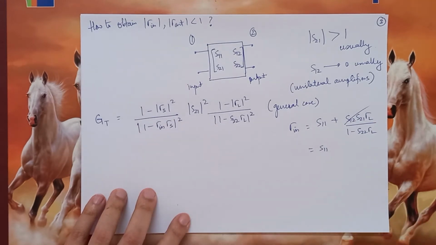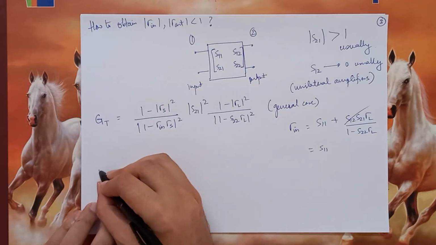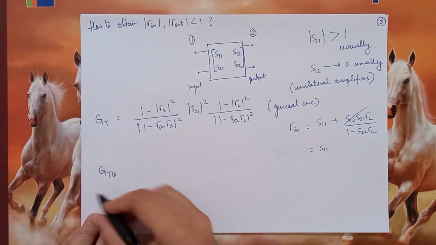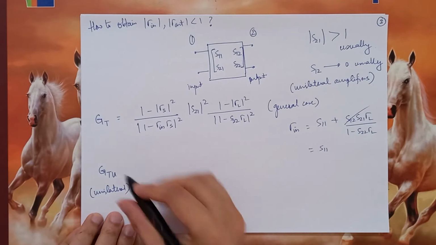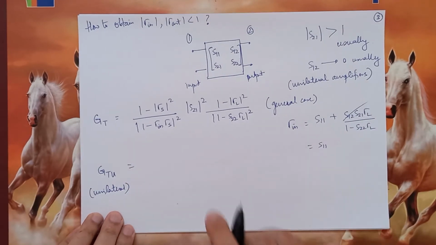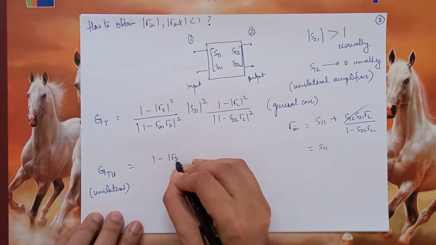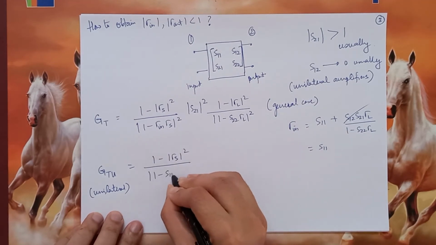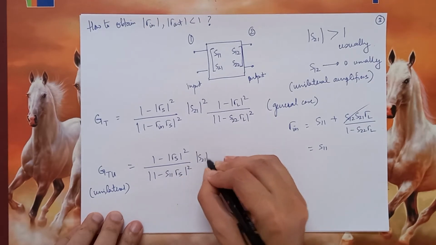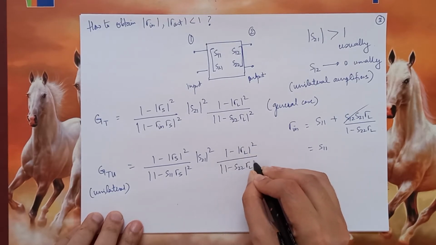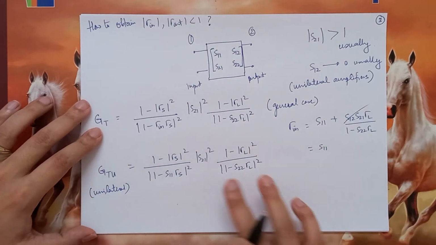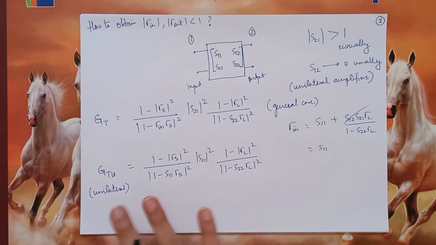So if we now put this over here, we will call this GTU, that is the transducer gain in the unilateral case. That would be nothing but, now gamma in will become S11. So this will be 1 minus mod of gamma S squared divided by mod of 1 minus S11 gamma S whole squared, times S21 squared, times 1 minus mod gamma L squared divided by mod 1 minus S22 gamma L whole squared. Now you can see the source side terms and the load side terms are equivalent or symmetric. So this expression has now become quite symmetric.